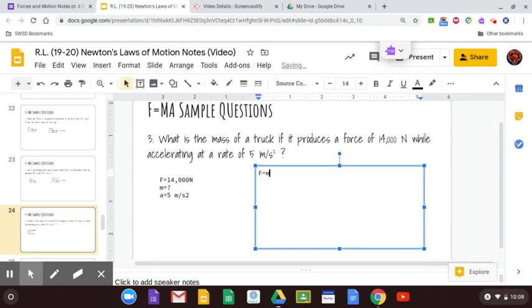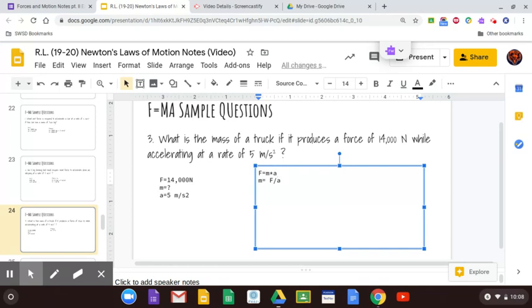F equals M times A. But here's the catch. I'm not trying to figure out what F is. I know what the force is already. I need to figure out what the mass is. So if I'm trying to figure out what M is equal to, right now it's currently multiplied by A. So I need to get this A out of here and on the other side of the equals. So what I'm going to do is divide this by A and divide F by A as well. So basically my new rearranged equation is going to be M equals F divided by A.